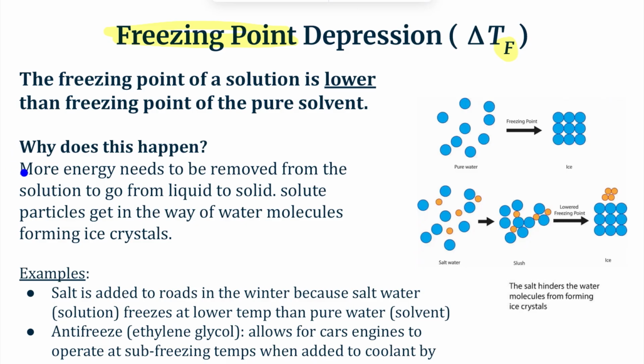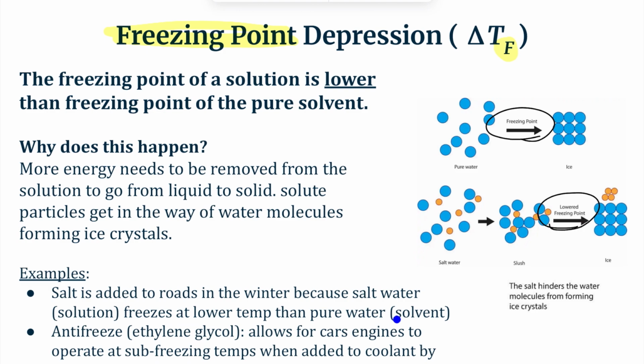Why does this happen? Well, more energy needs to be removed from the solution to go from liquid to solid. The solute particles get in the way of the water molecules forming those ice crystals, and so more energy needs to be removed in order to get to that solid structure. Needing to remove more energy means the freezing point is going to be lower than if we had just pure water. So an example of this: we add salt to roads in the winter because that saltwater solution will freeze at a lower temperature than pure water.